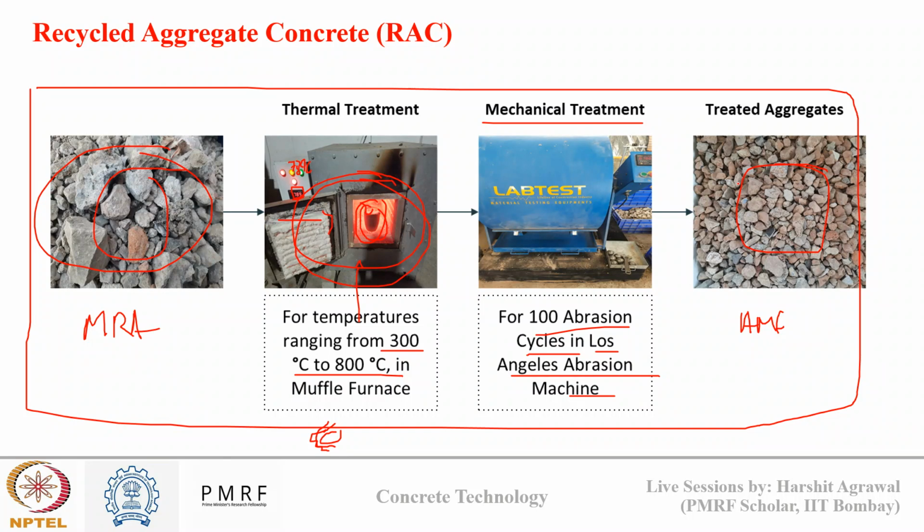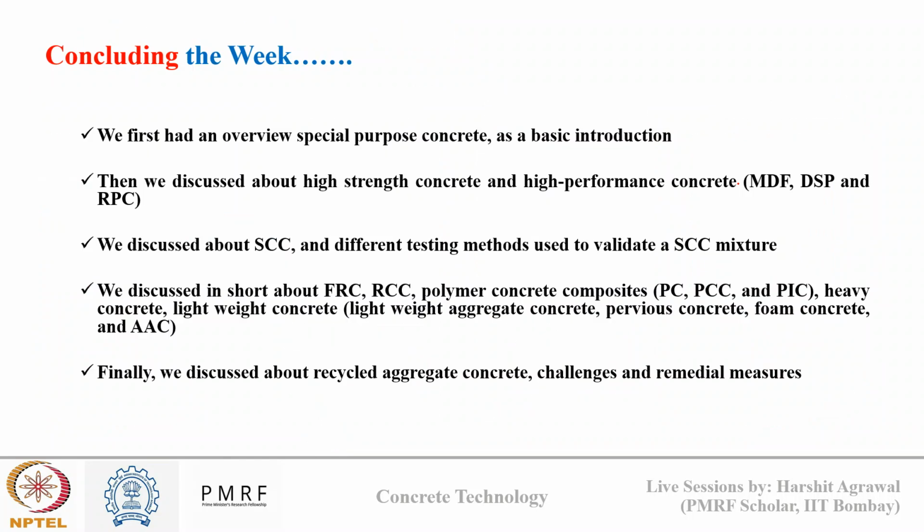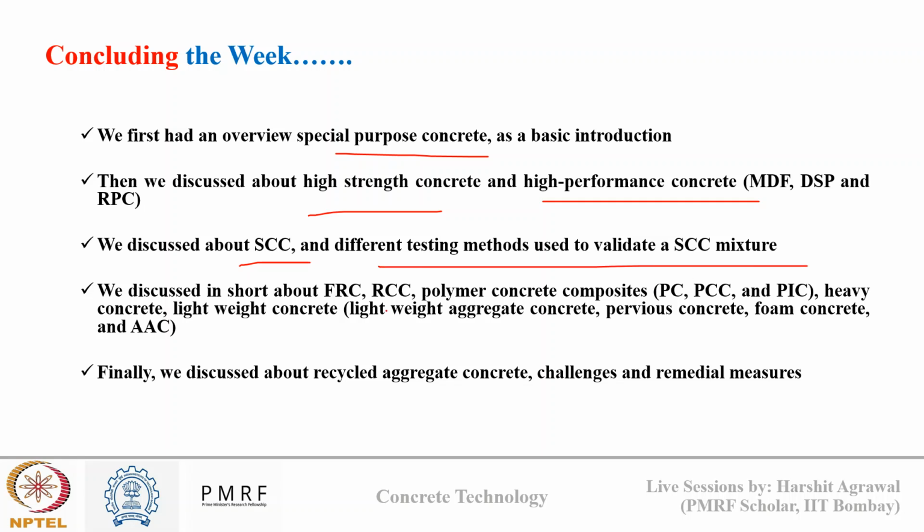Okay, so this was all about special purpose concrete that we will discuss today. And with this, I will conclude the week. So we first had an overview of special concrete. Then we talked about high strength concrete and ultra high performance concrete. We talked about self compacting concrete and different testing used for validating self compacting concrete. We had short discussion about fiber reinforced concrete, roller compacted concrete, polymer concrete, composite, heavy concrete, light concrete. And in light concrete, we saw lightweight aggregate concrete, pervious concrete, foam concrete, and AAC. And finally, we discussed recycled aggregate concrete, challenges and remedial measures for them.